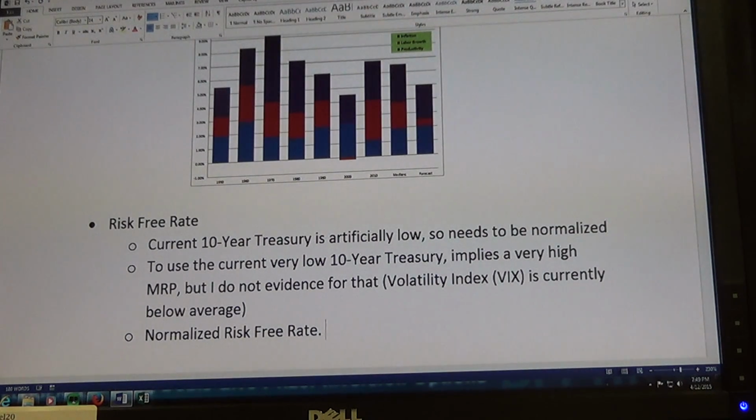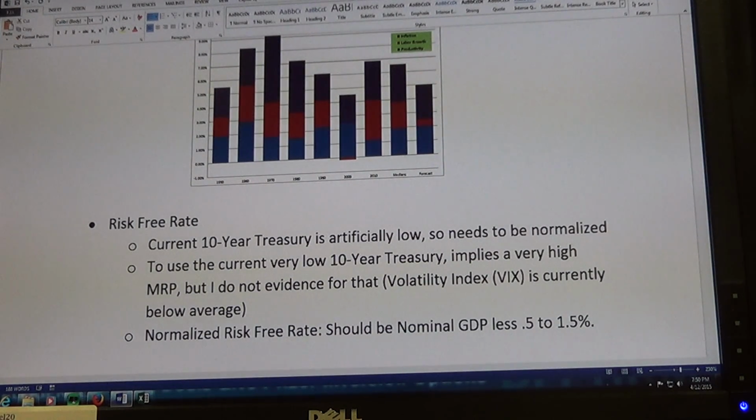From my standpoint, I believe you can tie the 10-year Treasury to the U.S. economy, and we've already talked about that when we came up with the expected return for stocks. We tied that to the U.S. economy as well. But I'm going to make this bold statement that the normalized risk-free rate should be nominal GDP less 0.5 to 1.5%.